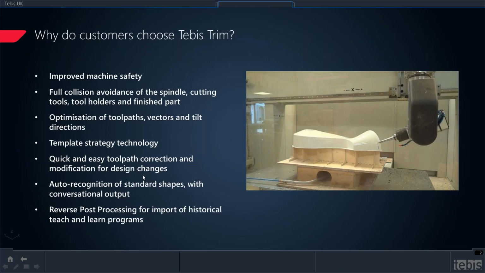Okay, so basically, why do customers choose Tebis Trim? We choose Tebis Trim for improved machine safety. We use full collision avoidance of the spindle, cutting tools, tool holders, and the finished part. Optimization of toolpath vectors and tilt directions. Templating strategy technology. We also have quick, easy toolpath corrections of modifications for design changes.